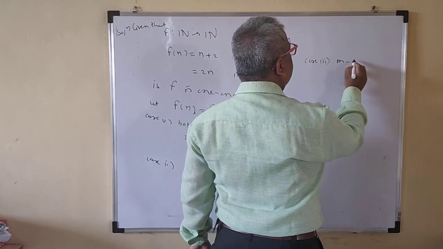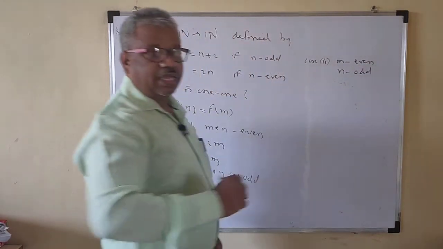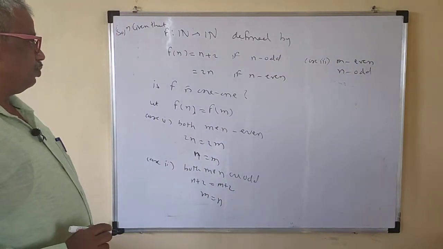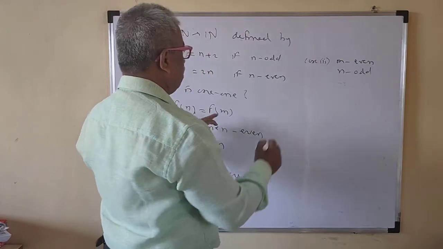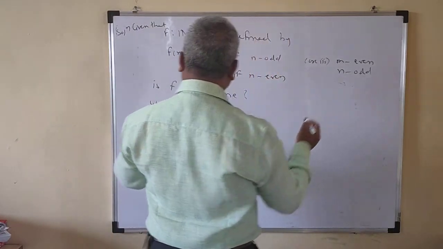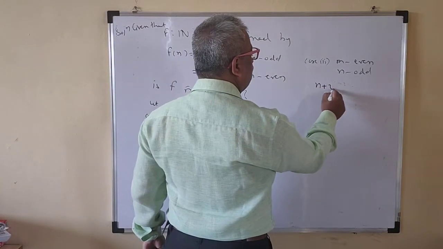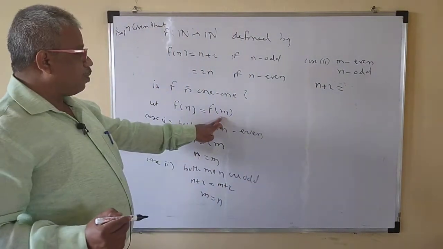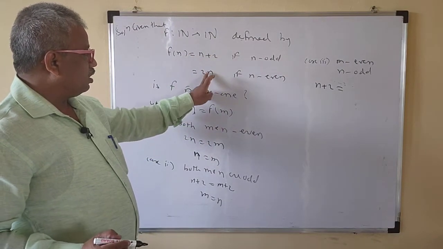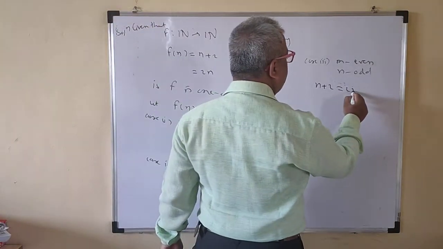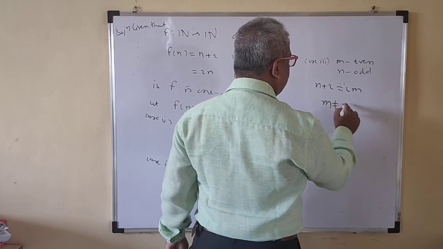Case 3 now. M is even, n is odd. We'll take m even and n odd. If n is odd, the function is n plus 2. Now f of m: m is even, so this is double of that one, twice m. So m is not equal to n, or n is not equal to m.